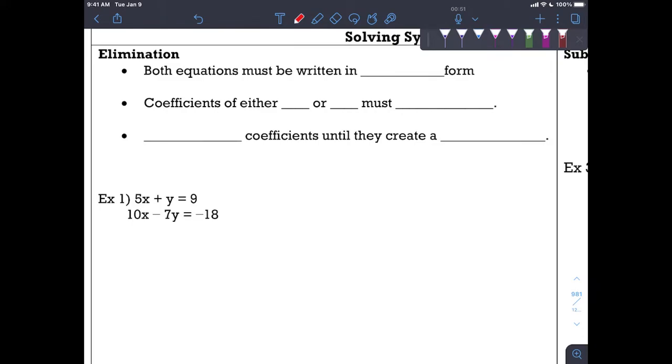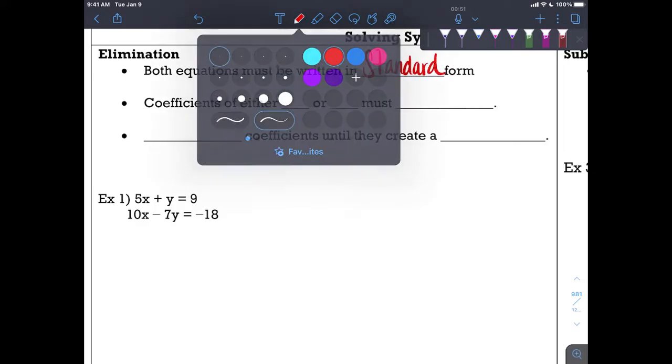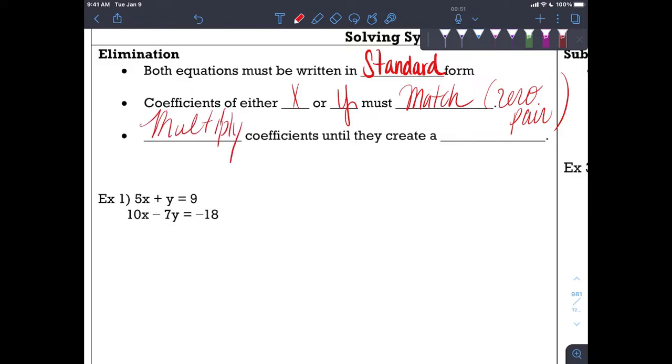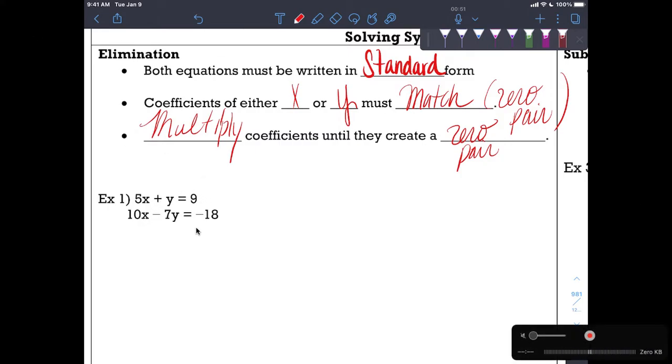So typically for elimination, we want to have them written in standard form. And we want the coefficients of either x or y to match as a zero pair, meaning same number, different signs. And of course, in order to achieve that, we just multiply coefficients until they make my zero pair. Now, that's not the most important part. The most important part is actually looking at the equation.